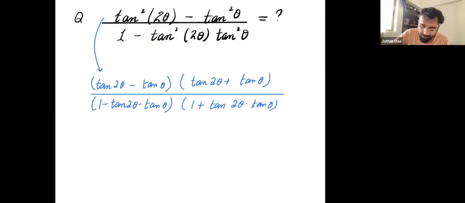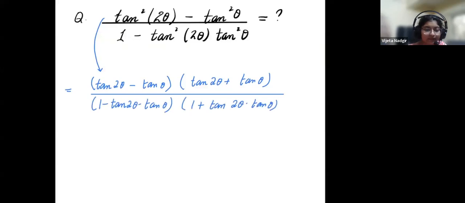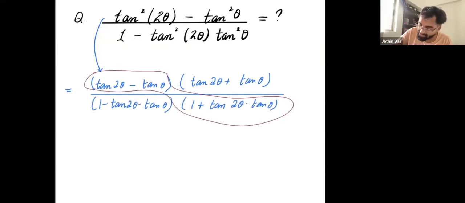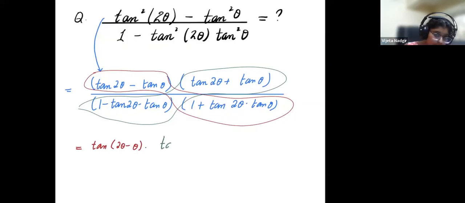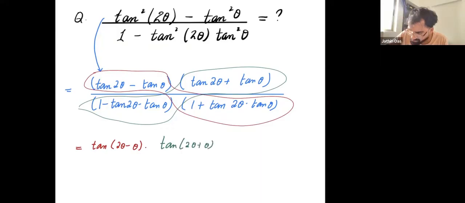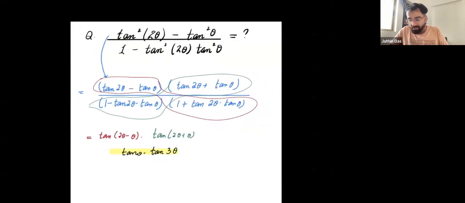Now from here, what will you do? Can you think of anything? One minus and that plus, and that plus and minus. Arey wah! See, you're getting the hang of it now. Good. See, this is a formula like this. The red one is tan(2 theta minus theta), and the green one is tan(2 theta plus theta). So the final answer is tan theta into tan 3 theta. Good. You're getting the hang of it now. Good. Just do it like this. Clear?